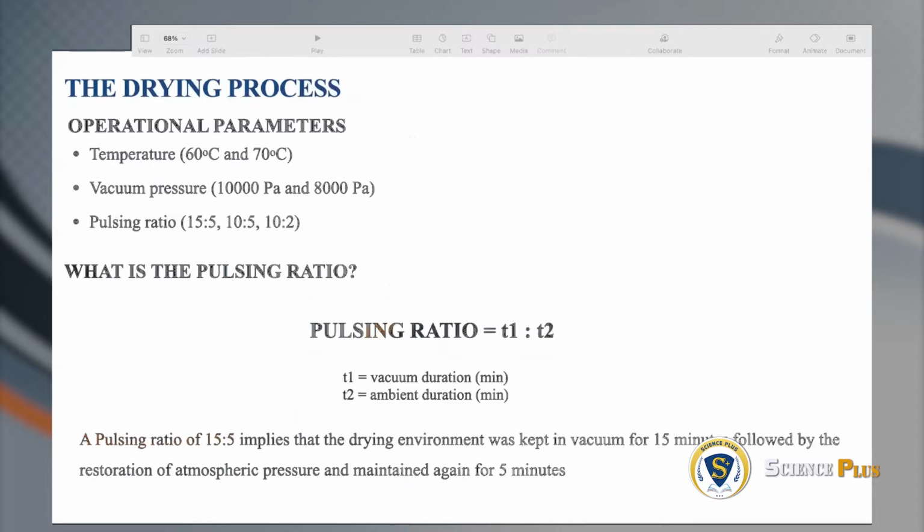Moving on to the next slide, here we can see the operational parameters that we have chosen to control the drying environment. Here I want to explain what a pulsing ratio is. For instance, a pulsing ratio of 15:5 implies that the drying environment is kept in vacuum for 15 minutes, followed by the restoration to atmospheric pressure and maintained again for 5 minutes.